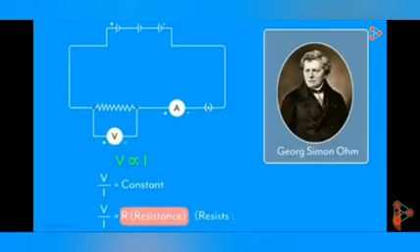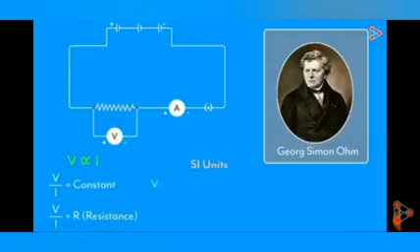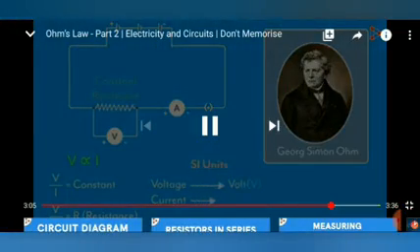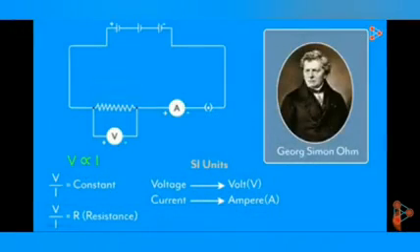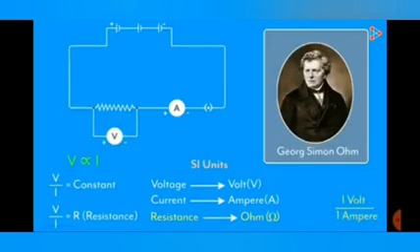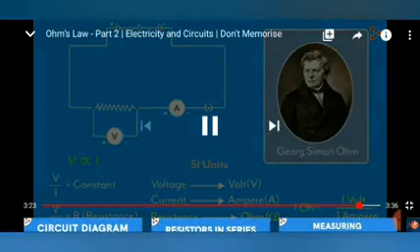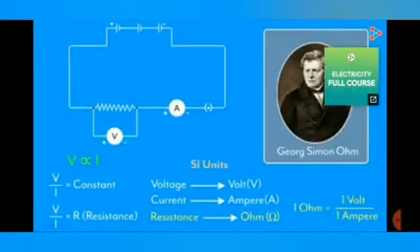What do you mean by R? R is called resistance that resists the flow of charges. What are the SI units for the voltage? Volt. For the current, ampere, and for the resistance it is the ohm, and the symbolic representation is the Greek letter omega. So, 1 ohm is equal to 1 volt by 1 ampere.